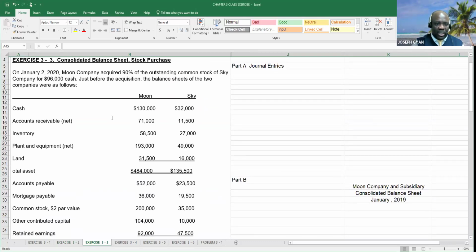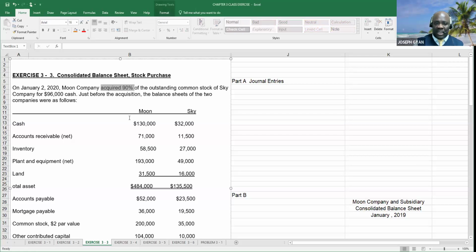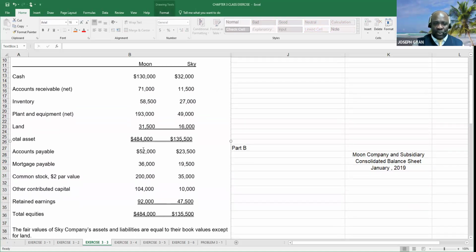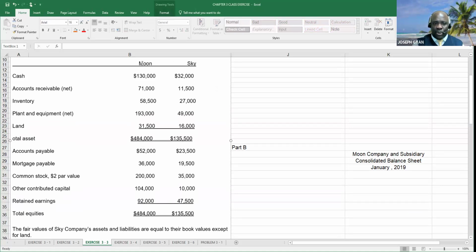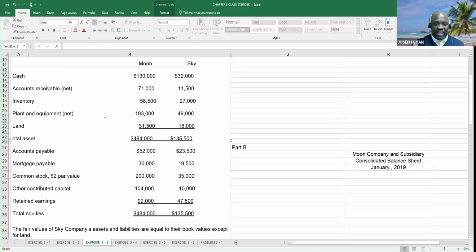So this company wants to prepare the consolidated account. The company here purchased 90%. This is very important, which means that we have to record the non-controlling interest of the stock of the Sky company. They paid cash of 96,000 just before the acquisition. The balance sheets of the two companies were as follows. We have the Moon Company and the Sky Company. Remember, Moon is the parent company and Sky is the subsidiary company. Our investment is 96,000. We have to eliminate this before we prepare the consolidated account.